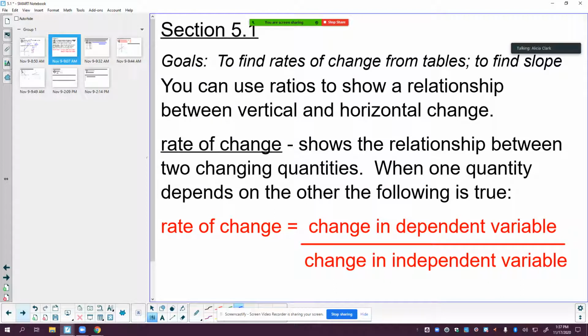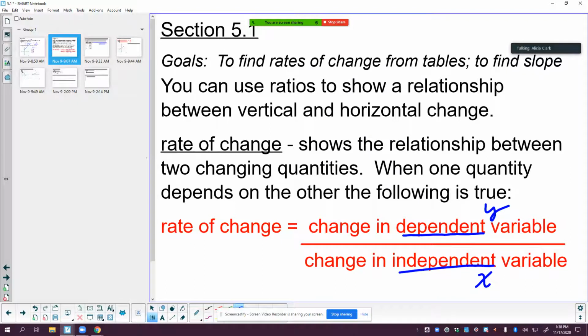So how fast or how slow is something changing? When one quantity depends on the other, the following is true. Rate of change is always the change in the dependent variable over the change in the independent variable. The dependent variable is always going to be the y variable, and the independent variable is always going to be the x. So the change in y over the change in x. That's what we're going to be looking at here.